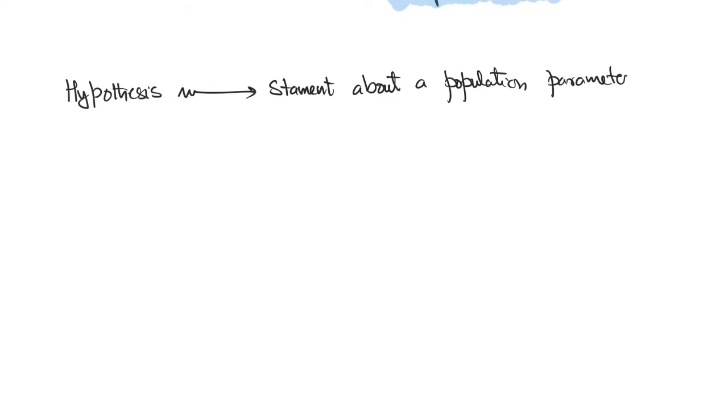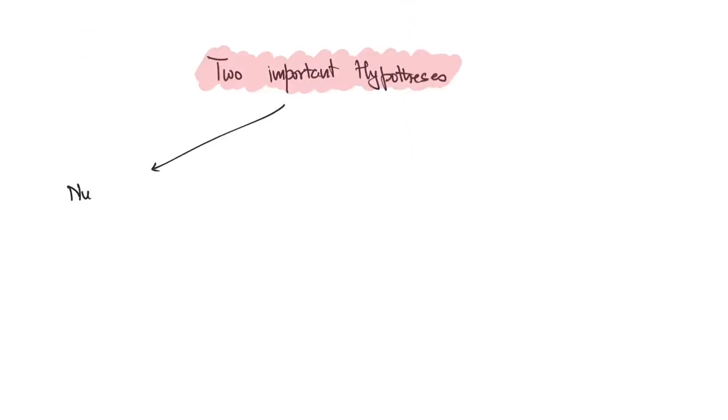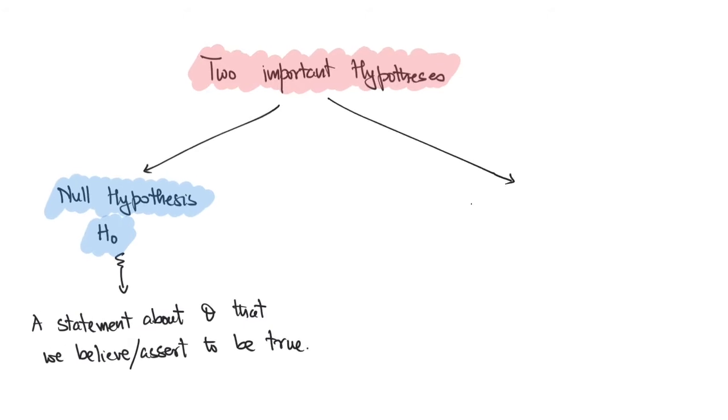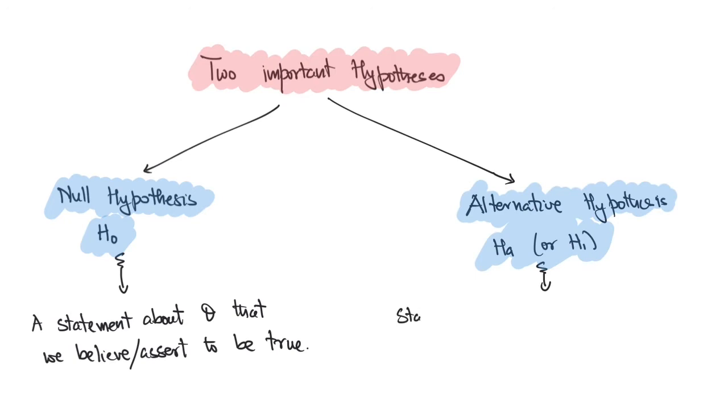There are two important hypotheses that we will work with in this setting. The first being the null hypothesis, which is often denoted by H0. This is a statement about the population parameter theta that we believe or assert to be true. The alternative hypothesis is denoted by HA or sometimes H1 in literature. This is a statement about theta that is complementary to H0.